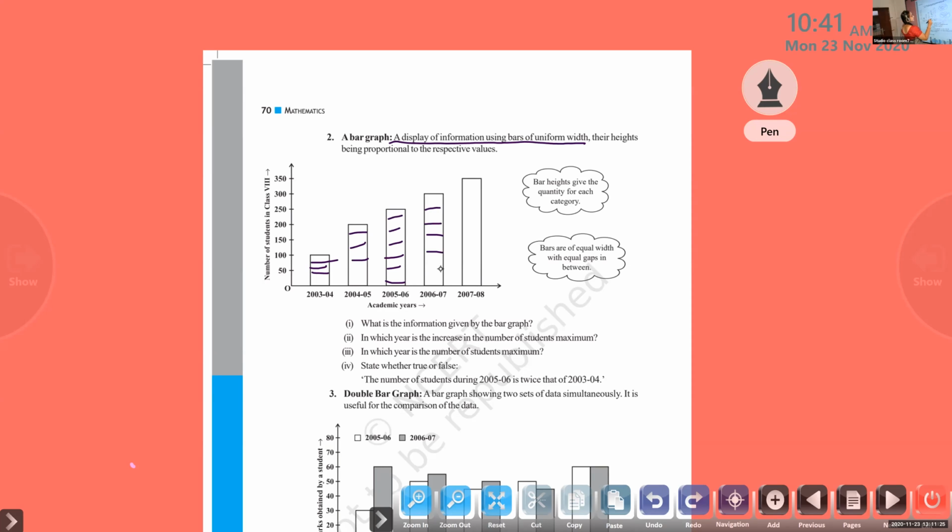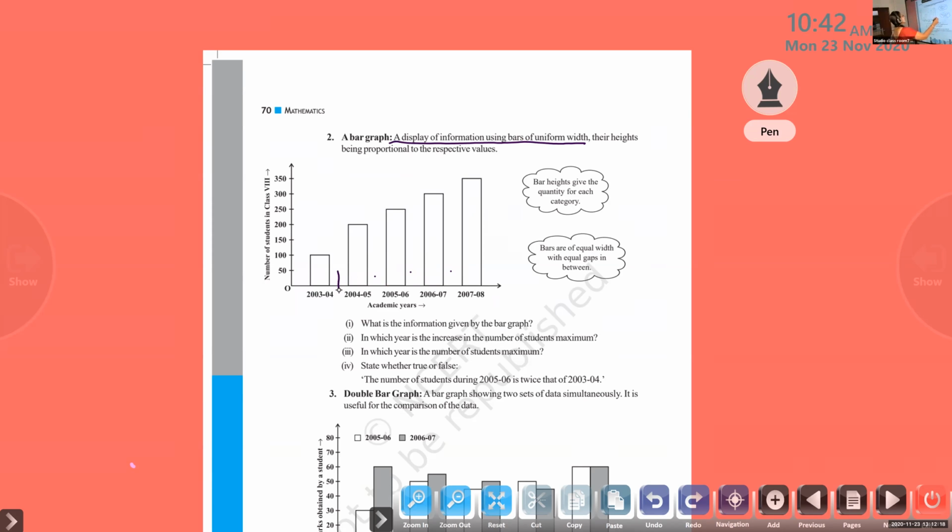See, the width of the bars must be uniform, and their heights are proportional to the respective values. The height of the bars represents the respective values, and the width of the bars must be equal. Also there should be a gap between each bar. After each bar we need to leave a gap, and those gaps also must be equal.